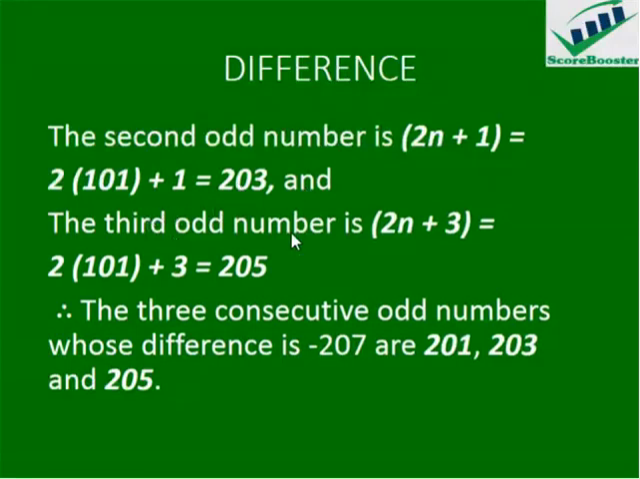And the third odd number is what? 2n plus 3. 2 multiplied by 101, 202 plus 3, 205. So the three consecutive odd numbers whose difference is minus 203 are 201, 203, and 205.